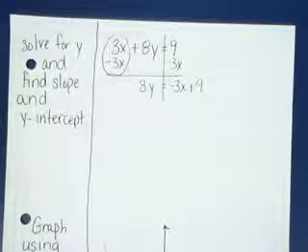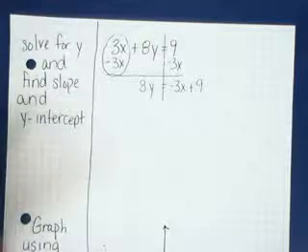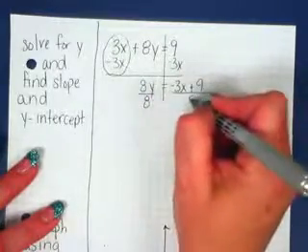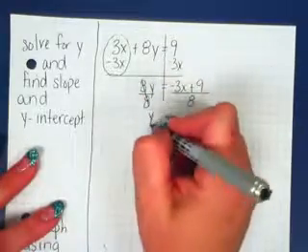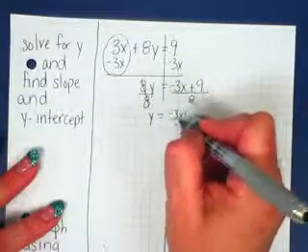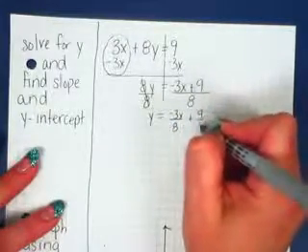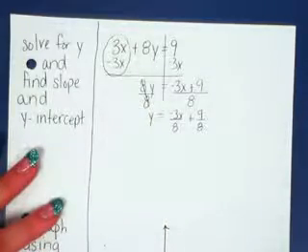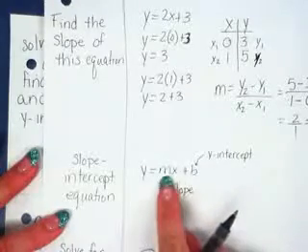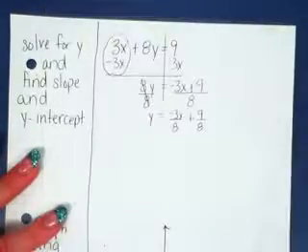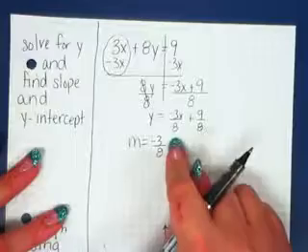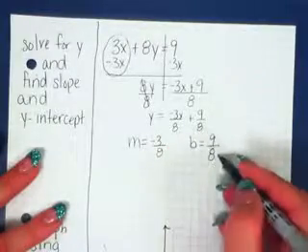I can't add the 3x and the 9 because they're candy corn and Smarties. They don't match. Opposite operations, this is multiplication, so we divide. And on this side, 8 divided by 8 is 1. Y equals negative 3x over 8 plus 9 over 8. And again, it's fractions, but we don't care. We just want to know what our slope is and our y-intercept. M is our slope, the number in front of the x. The b is our intercept. So our slope in this case is negative 3 over 8, right there in front of the x. And our y-intercept is 9 over 8.